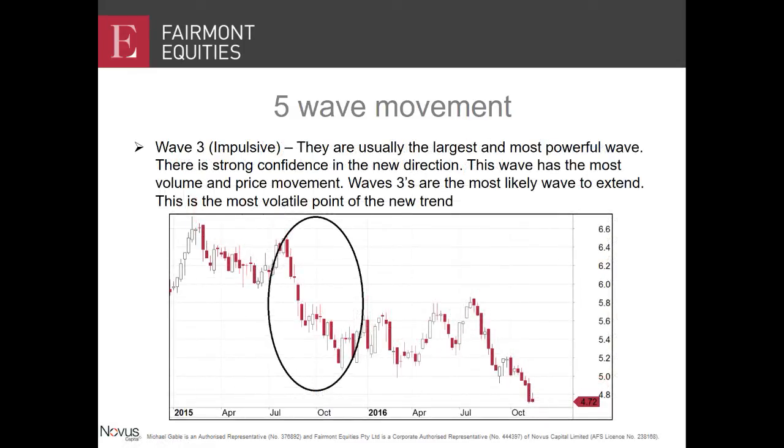And then we move on to wave 3, which is an impulsive wave, and that's quite clear in this example. So we could see that wave 3, in this instance with Telstra, it went from around 640 down to about 520 in the space of only a couple of months. So very impulsive. It's usually the largest. It doesn't have to be the largest, it just can't be the smallest, but it is usually the largest and the most powerful wave. So there's strong confidence now in this new direction on the downside, and this wave has the most volume and price movement. And wave 3s are often likely to extend, so it can sometimes go a little bit longer than you think.